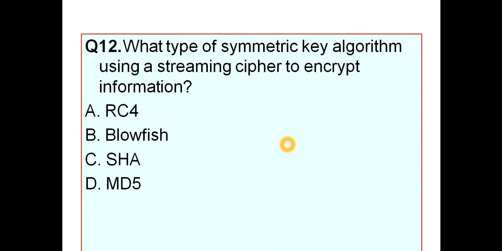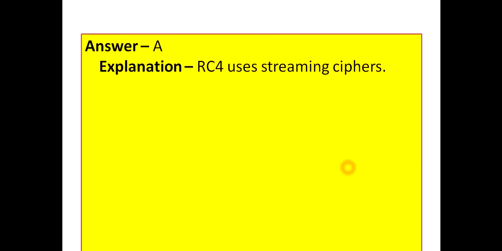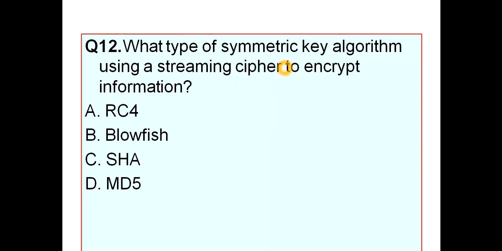And the correct answer is option A. RC4 uses a streaming cipher to encrypt information. This is a very important question. Now, a question for you: what is the full form of RC4, and tell me at least one characteristic of RC4? You will comment the answer.